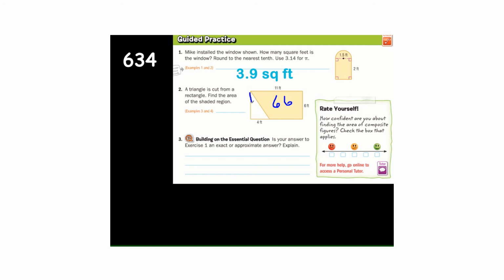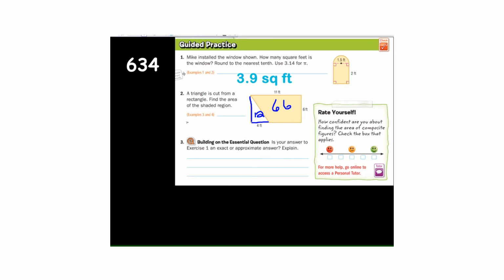4 times 6, and then do half, or I'm just going to take 6 times 2. I'm just do half from the very beginning. So this part here is 12. So the triangle's 12. 66 minus 12, and we get 54 square feet.